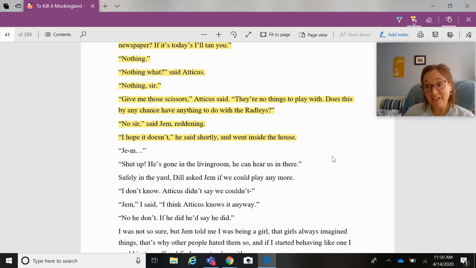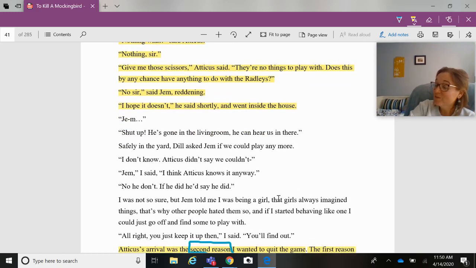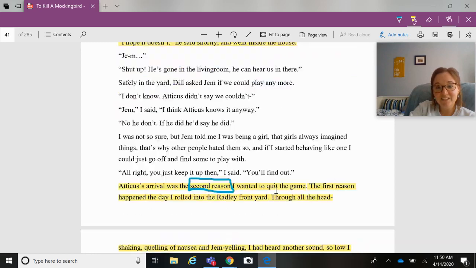So Scout doesn't want to play anymore. She's scared because of Atticus knowing. He didn't say they couldn't play, but he definitely is suspicious.